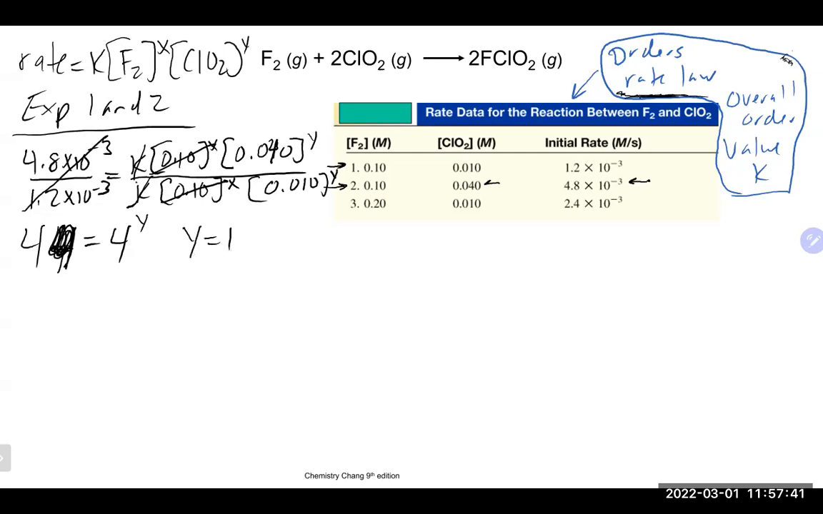Again, if you weren't really sure, you can take the natural log of both sides and divide. So what I mean by that, you take the natural log of the 4 on the left, divided by the natural log of 4 on the right, and that would equal Y. Any questions on that?